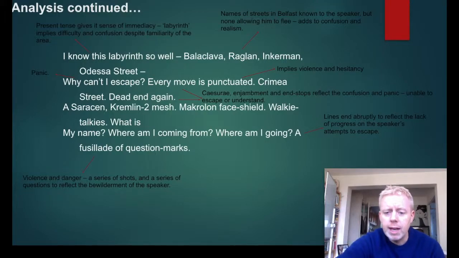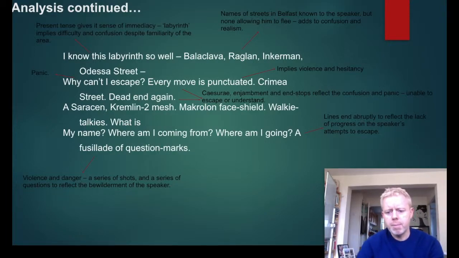Lines end abruptly to reflect the lack of progress in the speaker's attempts to escape. "A" is the first word of a sentence, but it's the last word of the line. A fusillade of question marks: violence and danger, a series of shots, and a series of questions to reflect the bewilderment of the speaker. Okay, so you can see there's a lot of energy in this second stanza, and that energy is all geared towards conveying the confusion and panic and lack of understanding and fear that the speaker is feeling as this bomb has just exploded and he's trying to get out of harm's way.